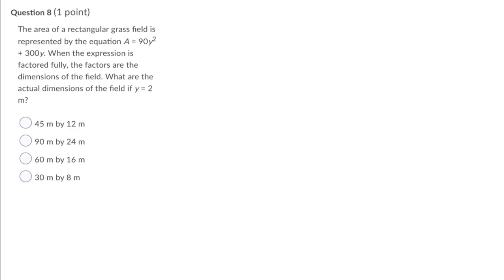I'm going to whip through this one kind of quick because you've already seen me do a very similar one a moment ago. So I'm not even going to draw a picture this time. I'm just going to go 90y squared plus 300y. So we're going to factor this. I notice it's a plus, right? So I'm going to have a plus in here as well. What can I divide out of both of these? I can take a y out of both of them. So I can put that there.